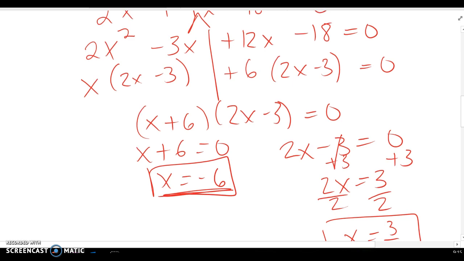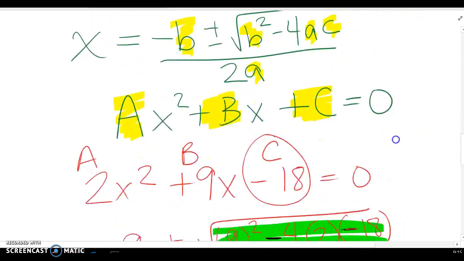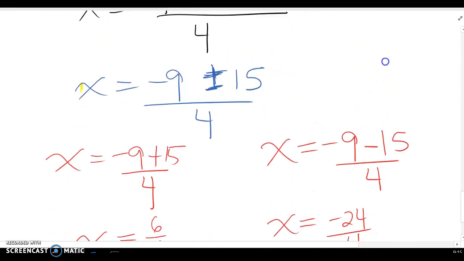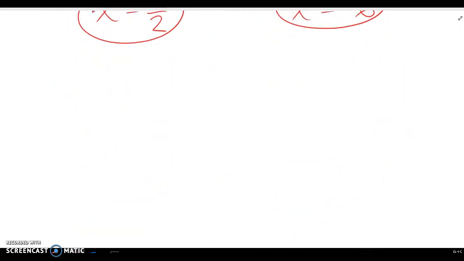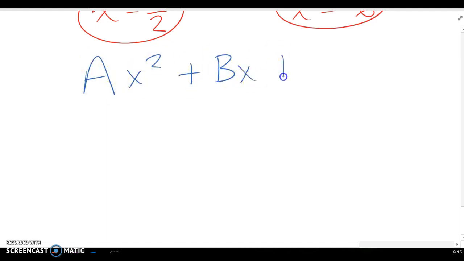Factoring is much more efficient. However, not all equations can be factored. So the quadratic formula allows you to solve any equation written in the format ax squared plus bx plus c equals 0.